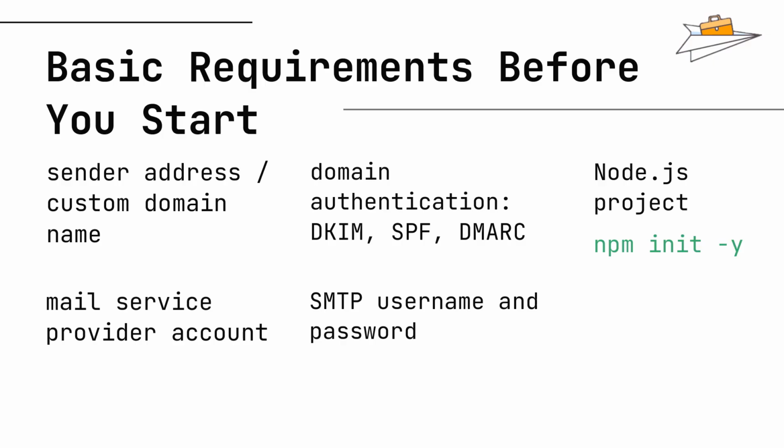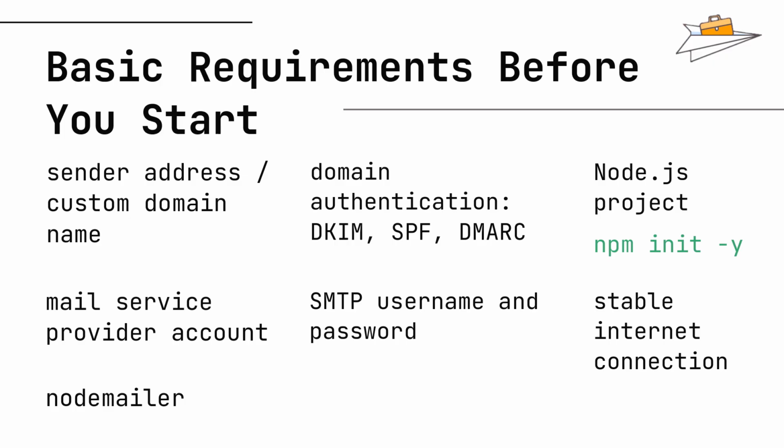Another important one, a stable internet connection. Without it, your emails might fail to send or get stuck. And don't forget your dependencies. For SMTP, install NodeMailer. Finally, make sure you're comfortable with asynchronous code. Email sending is async by nature, so you'll need to use async await or then to handle responses and errors properly. Once you've got all that in place, you're ready to start coding.